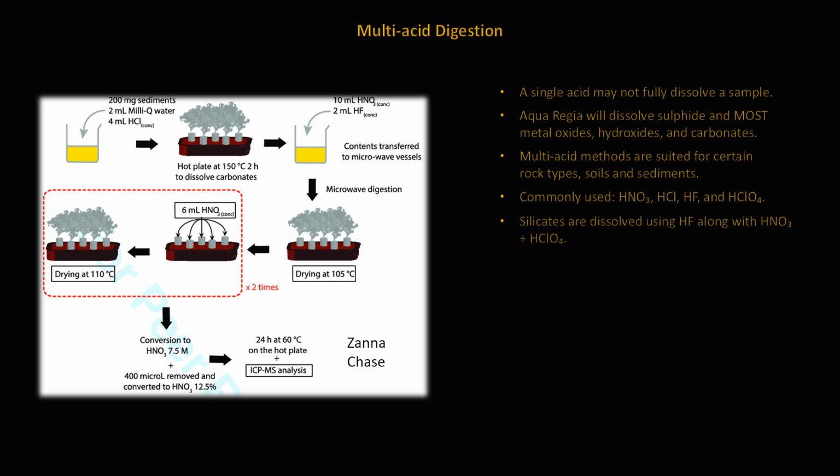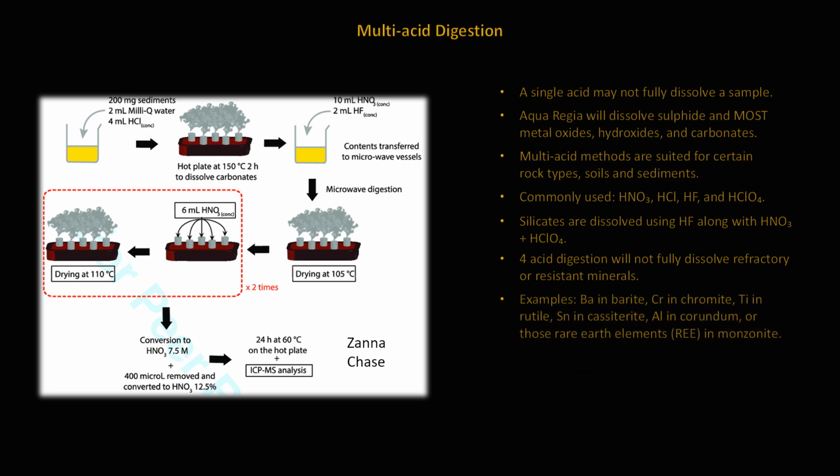Silicates are dissolved using a combination of hydrofluoric acid along with nitric acid and perchloric acid. However, during evaporation, the silica will be lost as silicon tetrafluoride gas. Now, a multi-acid digestion will not fully dissolve the sample if there are refractory or resistant minerals present. Examples would be barium in barite, chromium in chromite, titanium in rutile, tin in cassiterite, aluminum in corundum, and of course rare earth metals in monazite.